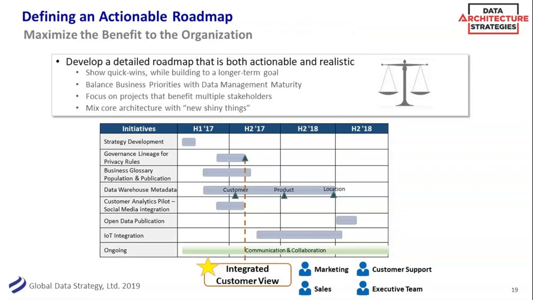And as you put together your roadmap, it can be overwhelming because there are so many things you need to do. You need to clean up data quality. You probably need better governance. But if you just focused on that, folks are going to say, well, where's all the analytics? Where's the cool stuff I need? Where's AI?